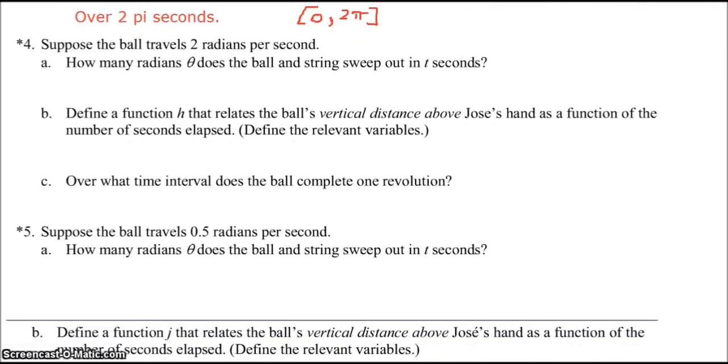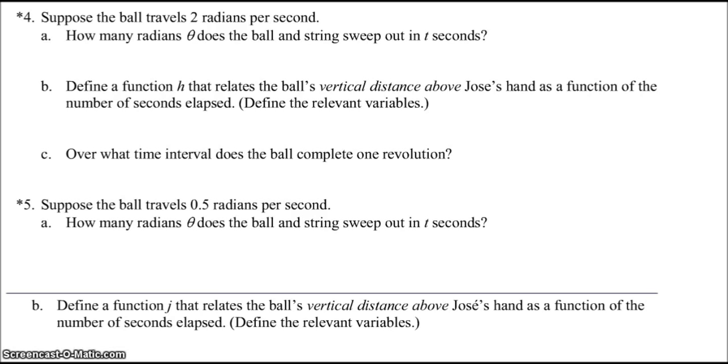Now suppose the ball travels 2 radians per second. How many radians theta does the ball and string sweep out in t seconds? So the number of radians theta would be equal to 2 times the number of seconds. Define a function h that relates the ball's vertical distance above Jose's hand as a function of the number of seconds elapsed. So our function d, which is h of t, the vertical distance would again be the radius times sine of theta, but it's going to be sine of 2t instead of sine of theta.